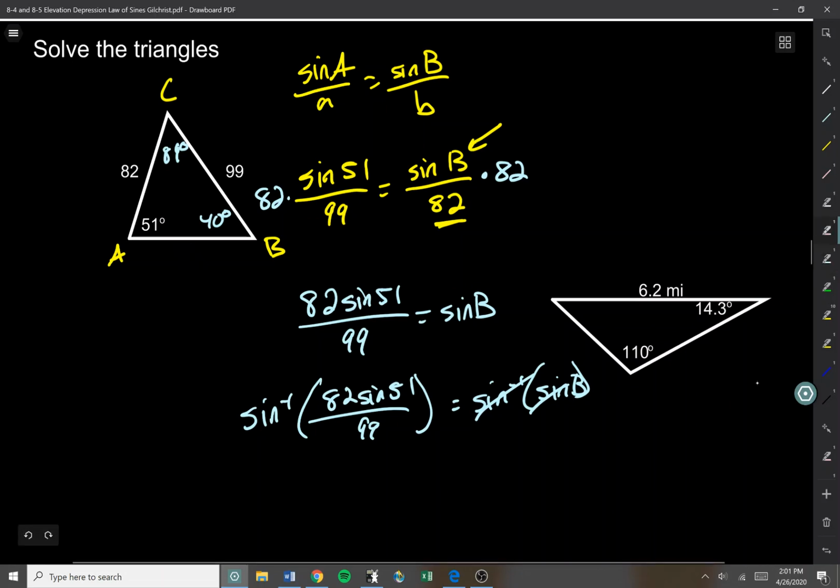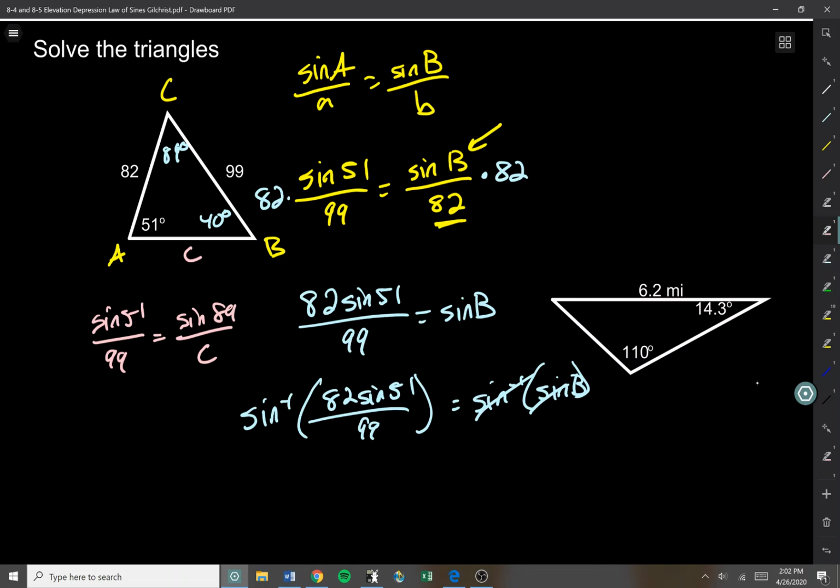I'll go in pink. I'm going to do my same angle side pair, so the sine of 51 over 99 equals the sine of 89 over C. So this is going to be, I'm trying to find this, so it's going to be this times this divided by this. If you've learned your proportion shortcuts, that's it. If you want to cross multiply, that's fine. But if you want to think about getting this C by itself, I take the thing above or below it, multiply it diagonally, and then divide by the thing that's left.